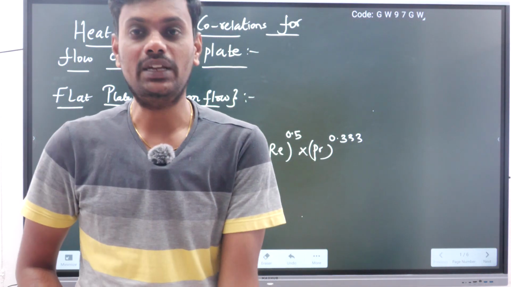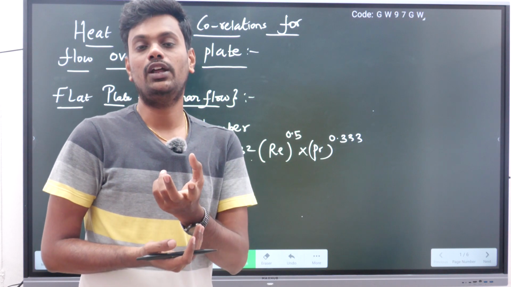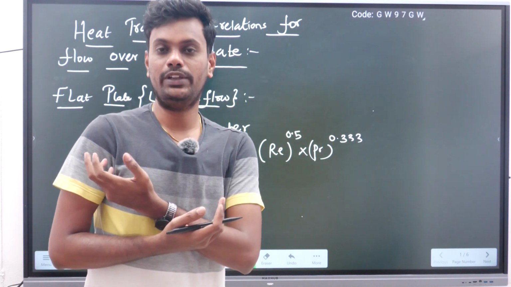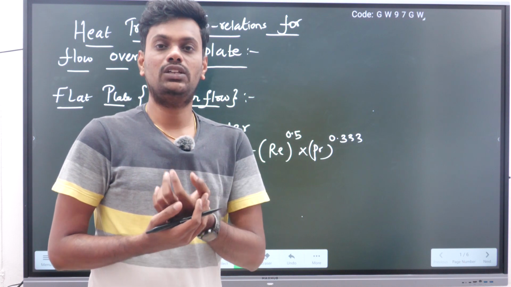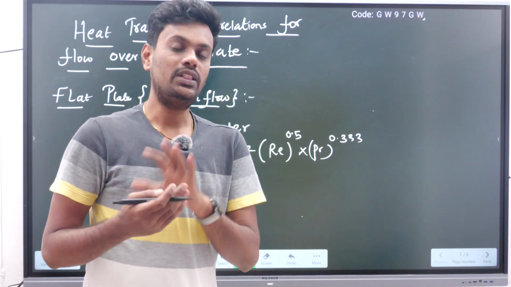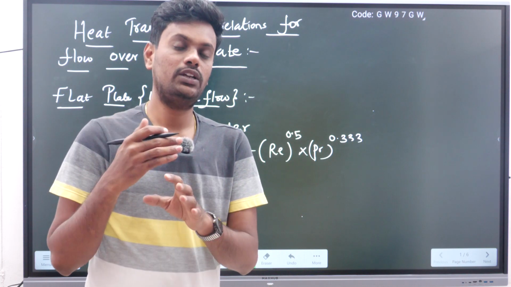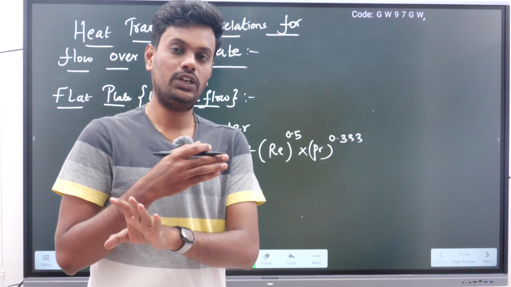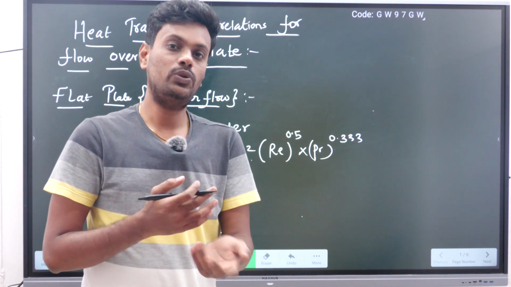Suppose anything is mentioned like flow over anything, then in heat transfer there are two types of flow. When there is a flow of air or a flow of liquid over any object, that type of flow is called external flow. When there is a flow inside any tube or cylinder, when water is flowing inside the tube, or air is flowing inside a cylindrical object, that type of flow is internal flow.